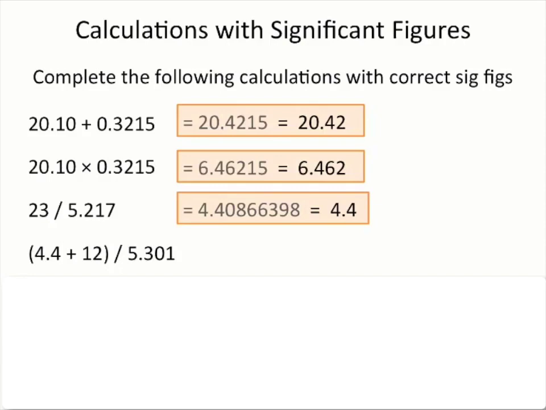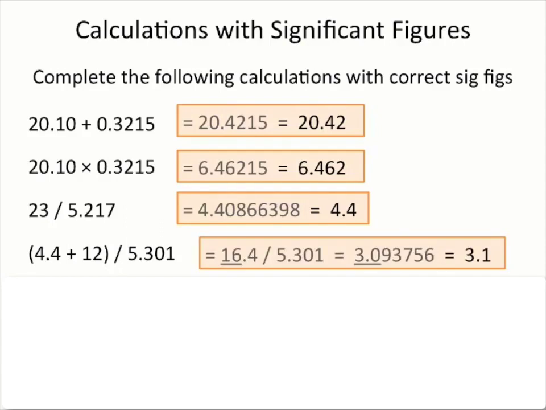Alright, so the multi-step calculation on the bottom, follow the order of operations first, so do what's in the parentheses. In this case, 4.4 plus 12 adds to 16.4. Now, within the parentheses, the 12 doesn't have any decimal places that are significant, and so the outcome of the addition does not have any significant decimal places. So I underlined the 16, I left the 0.4 so I wouldn't get rounding errors. And then you divide by 5.301. Now your 16.4 number has 2 sig figs. 5.301 has more than that, so your answer has 2 sig figs, and then you round it to 3.1.